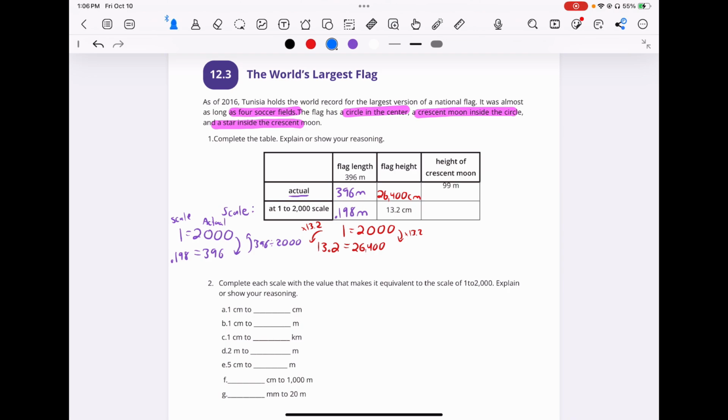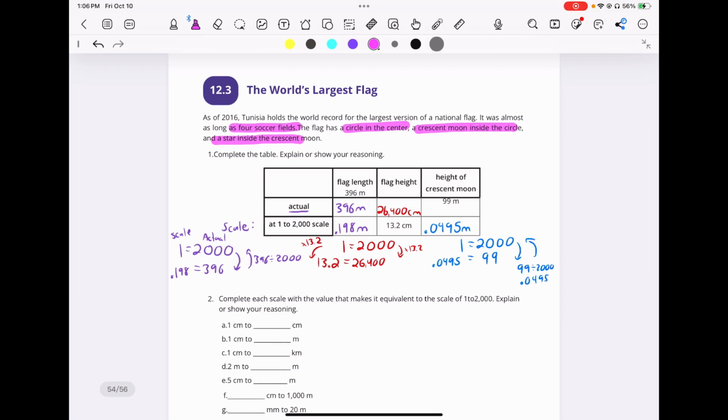And now I have to find the scale height of the crescent moon. So we have 1 equals 2,000. Since that 99 is the actual, it's going to go under the 2,000. This time I don't know what my number is, so I'm going to do the opposite way. 99 divided by 2,000 is 0.0495. So I have 0.0495 because that's what I get when I multiply by 1. So this is 0.0495 meters.